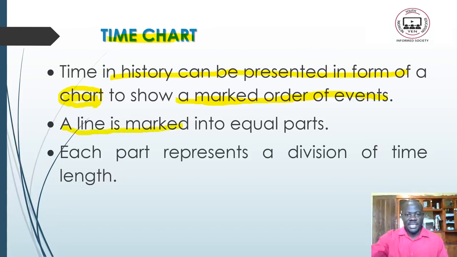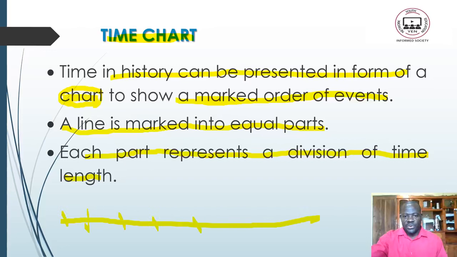So a line is marked into equal parts. You draw a line and mark it into equal parts. Each part represents a division of time length. So when you have a line, you divide it into equal parts to say, all right, these are the divisions of my line. These lines or divisions represent a certain period of time. Let's say you are starting from the year 1900 here.